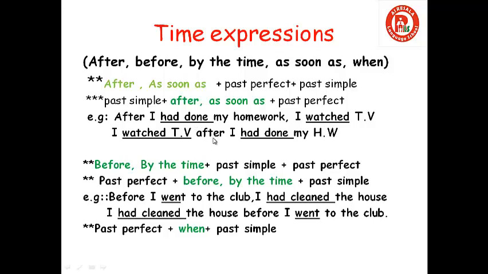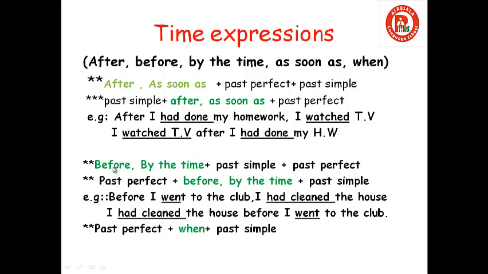What might happen if I put after in the middle? If I put after in the middle, what follows it? The first action, so had done. So I say I watched, which is the second action, as we put here. So I watched TV after I had done my homework. It means that doing the homework happened before watching TV. And it's the same with as soon as. I can put as soon as here instead of after. I can say, as soon as I had done my homework, I watched TV. Or, I watched TV as soon as I had done my homework.